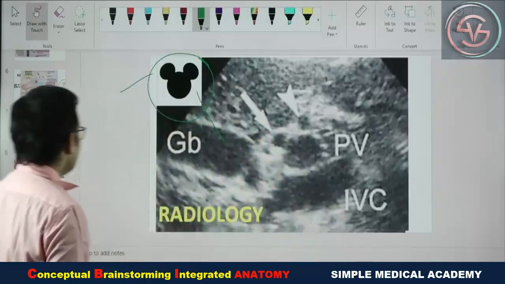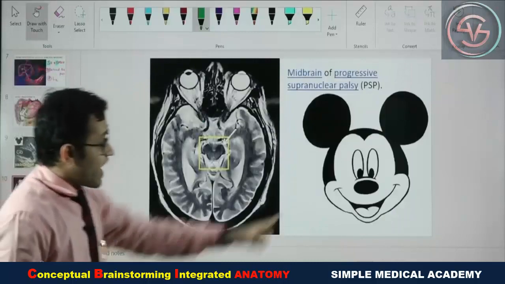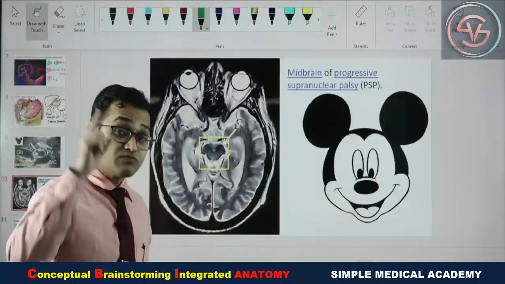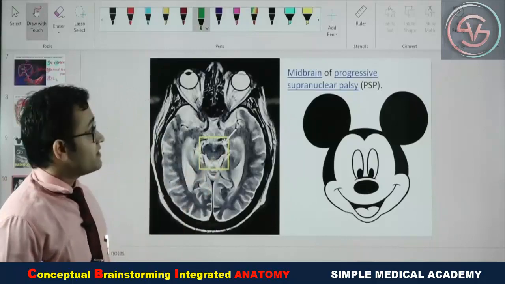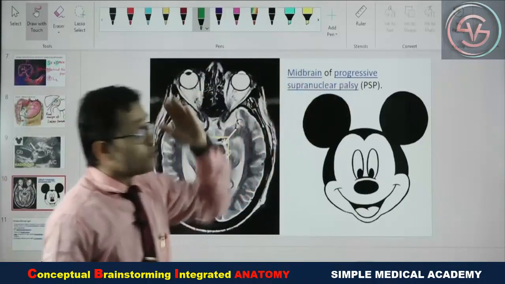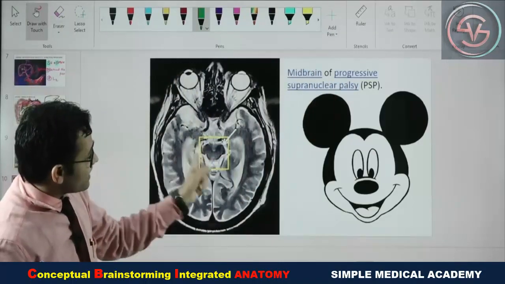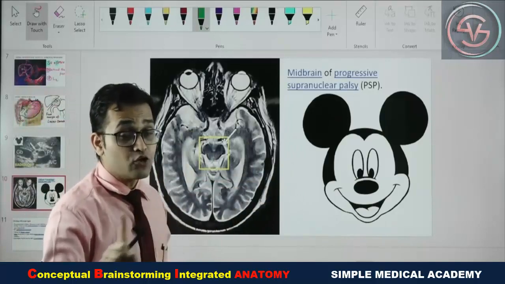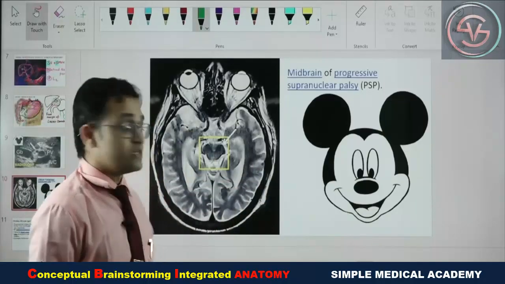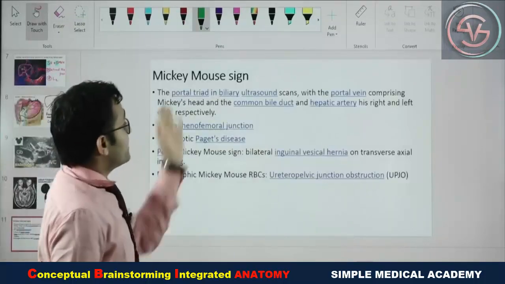So this Mickey Mouse sign you have to read further. This Mickey Mouse sign is not only found in portal hypertension, but it is also seen in the brain. Midbrain, progressive supranuclear palsy, you have to read in your Harrison. Again, this midbrain looks like the face of Mickey Mouse. So the Mickey Mouse sign is not diagnostic for portal hypertension, but there are lots of conditions in which you get the Mickey Mouse sign.